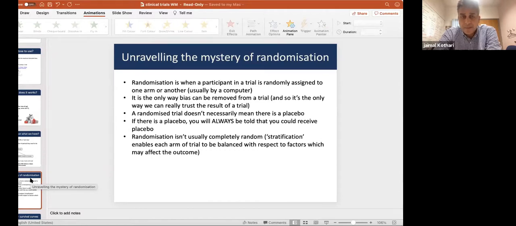It isn't usually completely random, because when you have two arms of a study, you want to make sure there are factors that you balance out. For example, make sure you have the same number of women and men in each arm, and other factors, to remove anything that could hinder interpretation of the study. But practically speaking, there are always factors that you have to bear in mind when you're looking at the results.